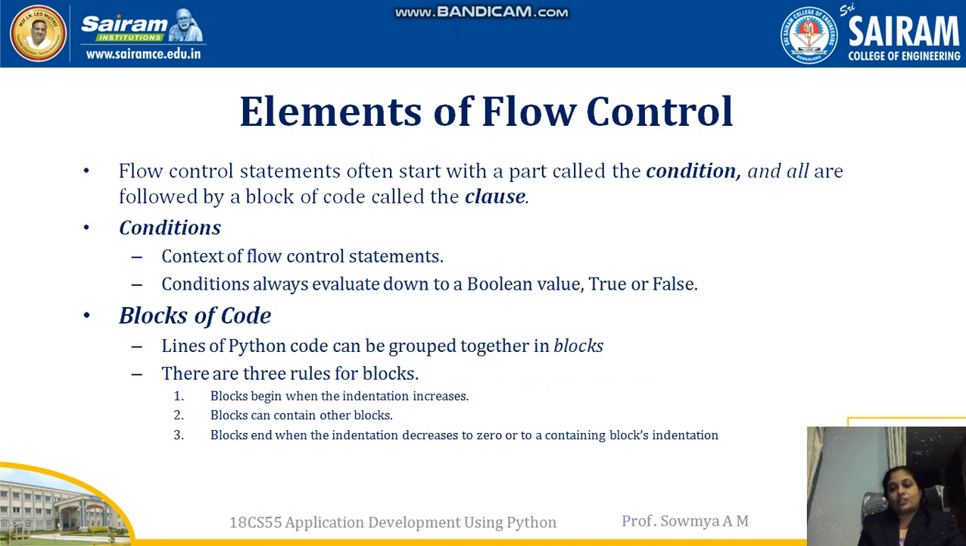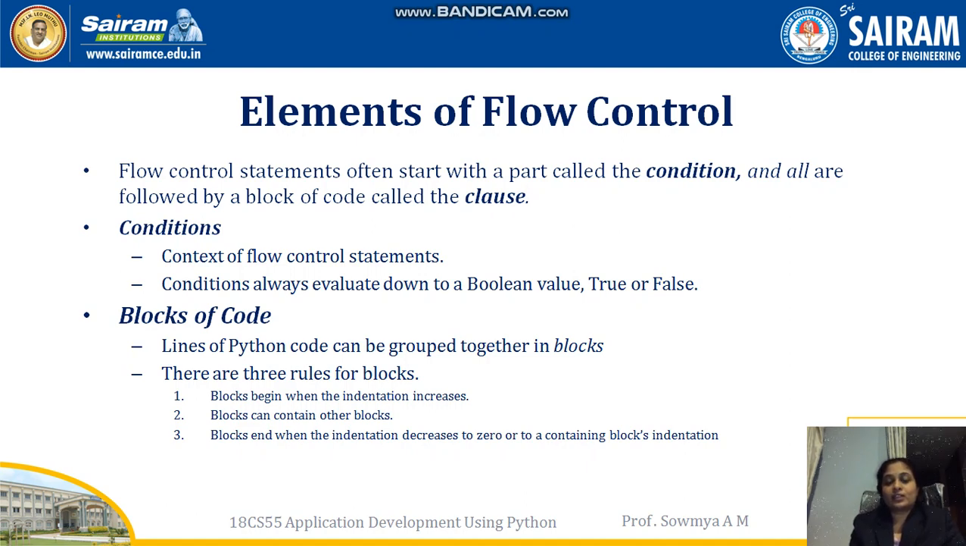If you have a condition which is true or false, it decides where you have to go, in one way or in another way. Then the clause of code is what you have to do after you decide true or false. So the condition is the context of flow control, and the block of code you run after you decide the condition is the clause. So these are the elements of flow control. One is the condition, the second one is the block of code. The condition always returns true or false. Based on true or false, what you do next is the block of code.